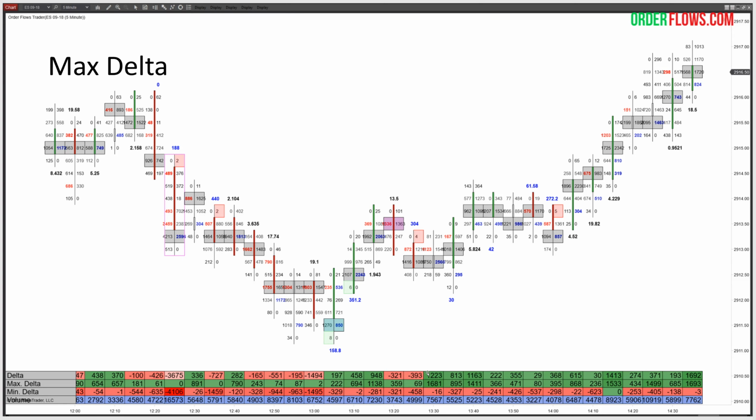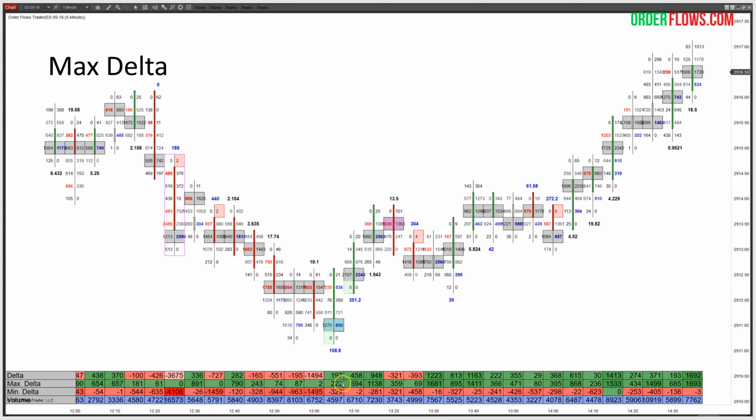So buyers controlled the bar in the second half of the session. Earlier, the min delta, which is the opposite of max delta, I'll explain that in a second. Once I explain it, it'll make a lot more sense. But this bar went from a negative delta of 329 to a max delta of 222, and we closed near the max delta, at 197. So I know that this bar closed with strong aggressive buying.